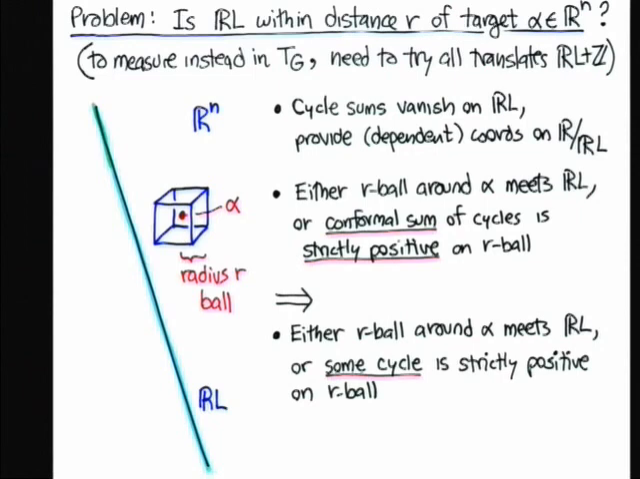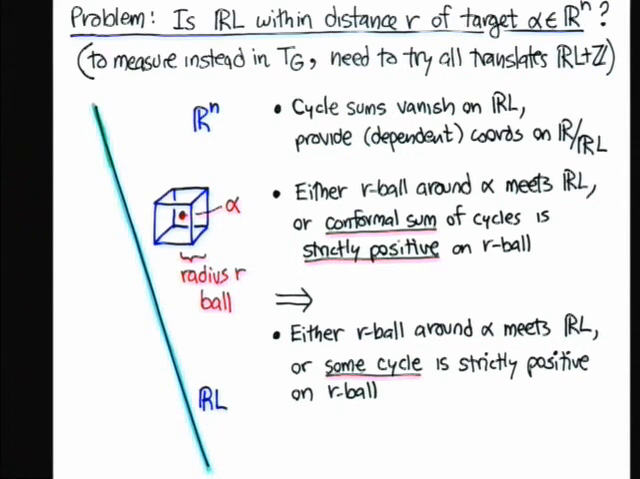mod out by RL? So upstairs, before I mod out by RL, if I have a point alpha and I want to know how close it is to the line RL, well, I can probe that question by making a box of radius r, so it goes from alpha minus r to alpha plus r in each coordinate. And then I want to ask, does that box intersect the subspace RL or not? Okay, so this is going to turn out to get Minty's theorem, among other things.